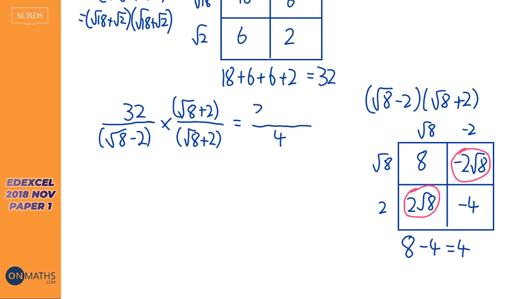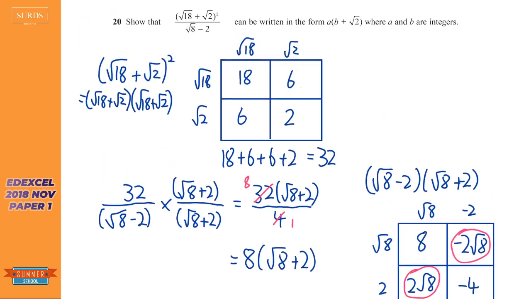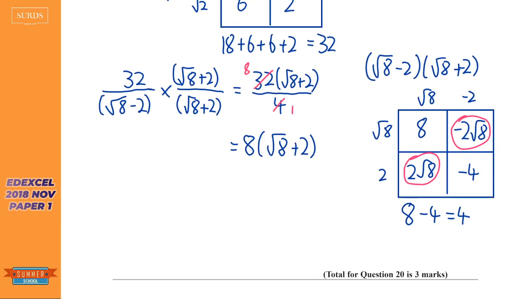At the top, we can just leave that as 32 brackets root 8 plus 2 for now. Because what we can do is we can cancel again. So we can divide top and bottom by 4, and you get 8 over 1. And so our answer is 8 brackets root 8 plus 2. Now, just like I did with the last question, it says that it wants it as a b plus root 2. Well, we haven't got that in our answer.